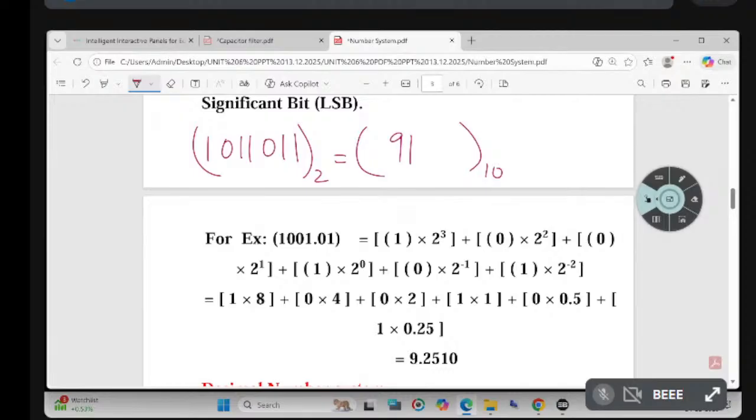Second question. 1 0 0 double 1 4 ones. Second one. Next we go for fraction, a decimal point. 1 0 0 double 1 double 1.